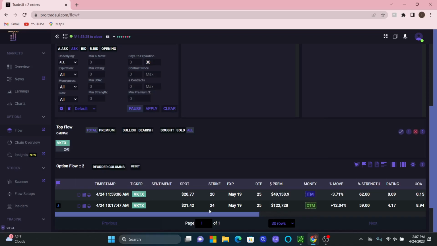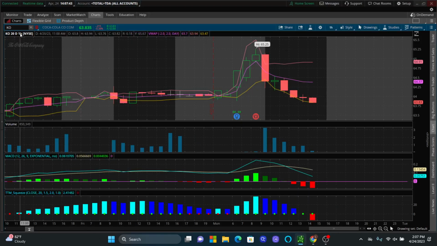Strike price of 24, and the other contract's a strike price of 20 at $50,000, and that one's in the money just a little bit, like 3%. But someone's expecting a 12% move to happen on VKTX in the next 25 days. So let's look at it.